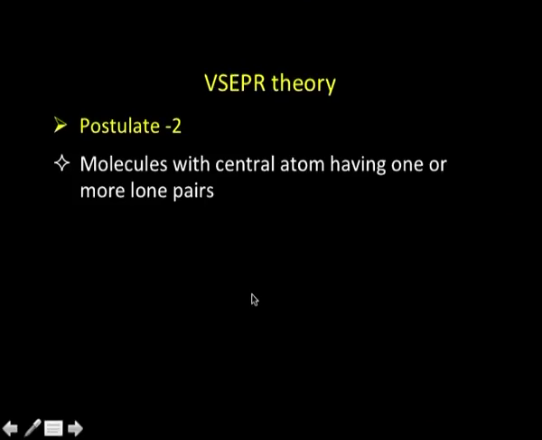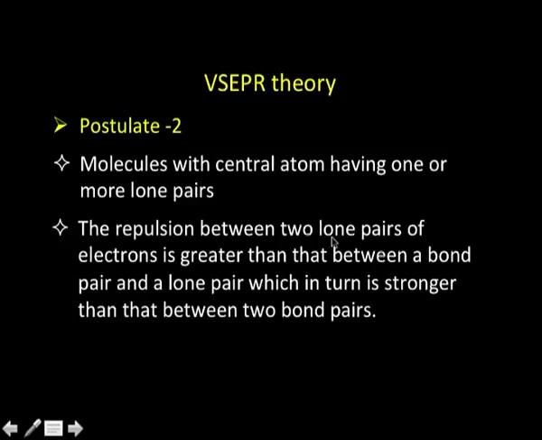Now, let us see the second postulate. It becomes operative when we are dealing with molecules whose central atom has one or more lone pairs. Because if there are only bond pairs, then the first postulate is good enough to tell where the bond pairs will go. But if the molecules have bond pairs as well as lone pairs, then postulate 2 becomes significant. It says that the repulsion between two lone pairs of electrons is greater than that between a bond pair and a lone pair, which in turn is stronger than that between two bond pairs.